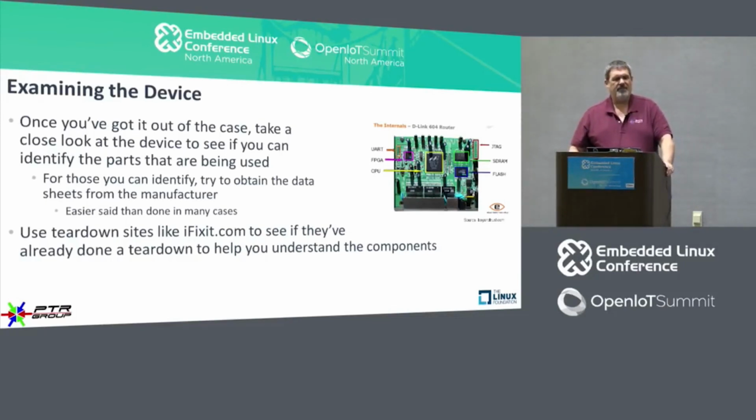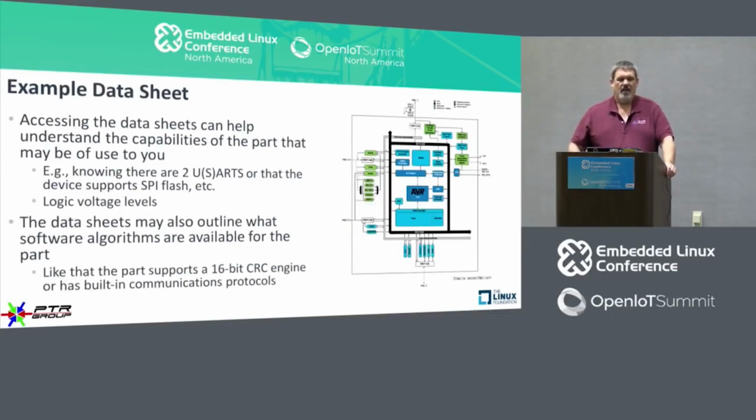But absolutely take advantage of teardown sites like iFixit. If they've already done the teardown for you, that's fantastic. Saves you a lot of time and effort. In some cases, they'll even identify some of the really weird chips. It's a Samsung part that's not commercially available. It's only available for company XYZ, and they'll give you a little bit more additional information about it. So that's really handy if you can get a hold of that.